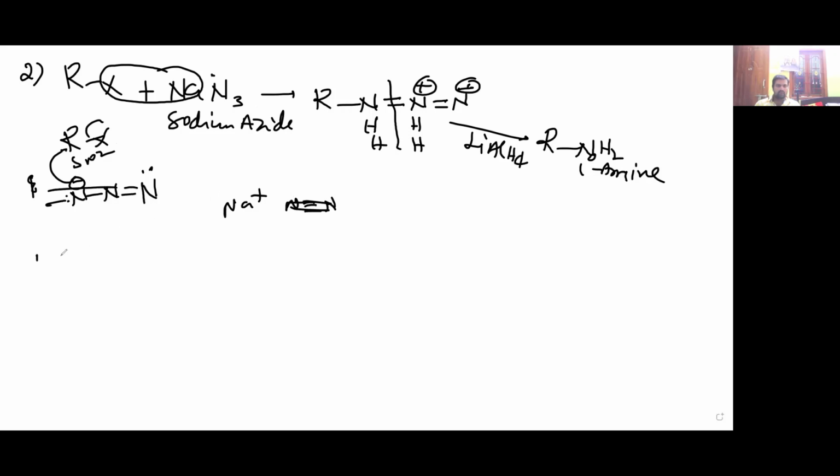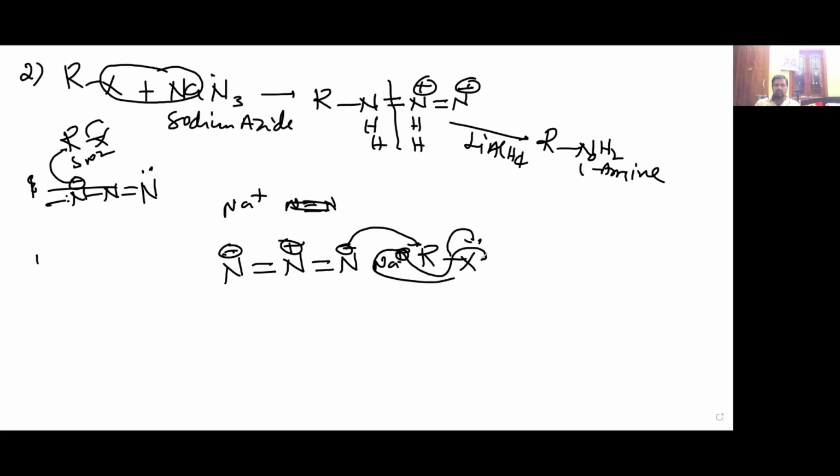One second, I will write it clearly. N double bond N double bond N. Here this is the lone pair, the minus charge, and there is a positive charge. So this is RX. Na plus is there for the stabilization purpose. So Na plus and N3 minus is attacking from the backside. The leaving group leaves and NaX is eliminated. This is absolutely an SN2 reaction. Then you are going to get the product like this.